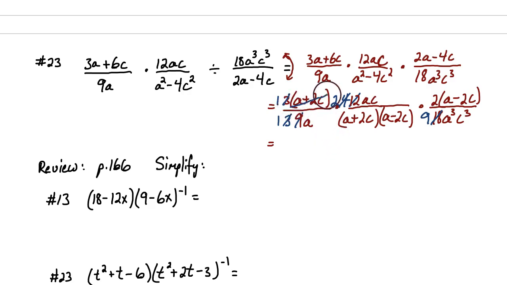There's an a plus 2c, which will cancel this a plus 2c. Hey, there's an a on the top, and there's an a on the bottom. Those cancel away. There's a c on top, and there's actually c to the third on the bottom. So this single c cancels one of those away, leaving a new exponent of 2.